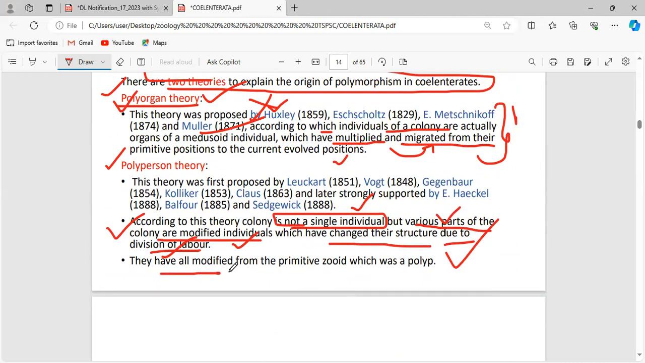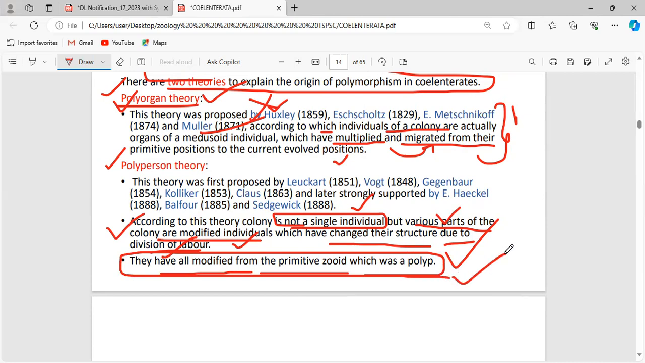That is what is being explained here, the polymorphism theory. They have all modified from the primitive zooid which was a polyp. They are explaining only about the polyp. This is the primitive zooid which was a polyp. Here they talk about the medusa, here they talk about the polyp.